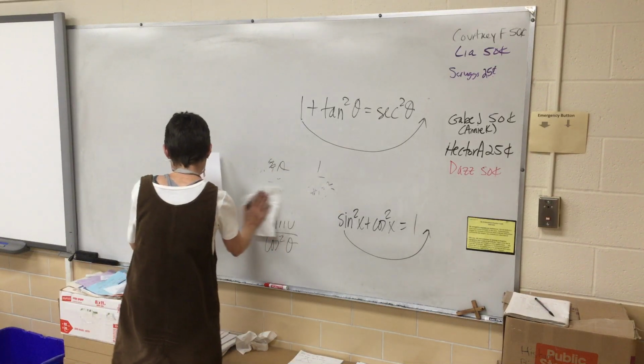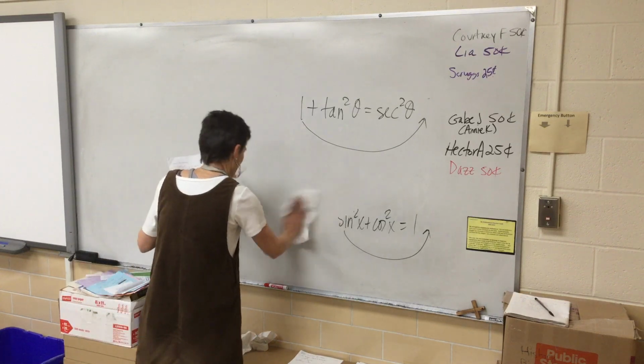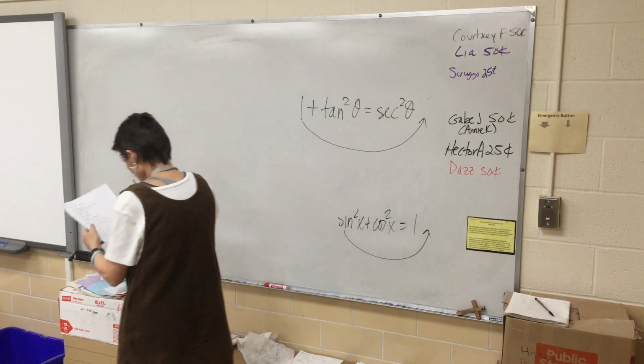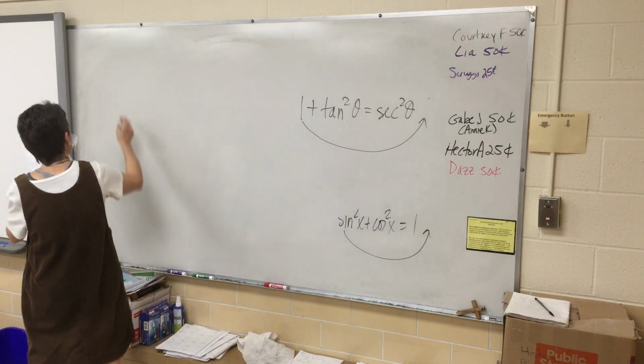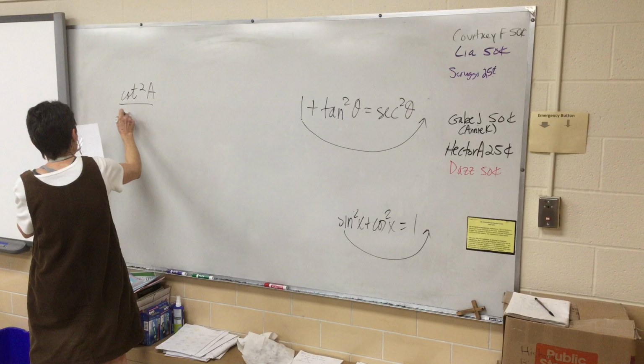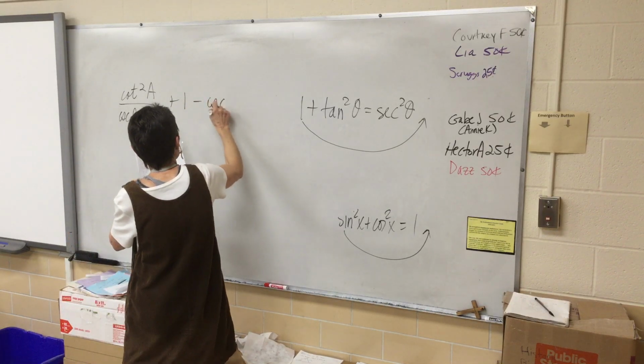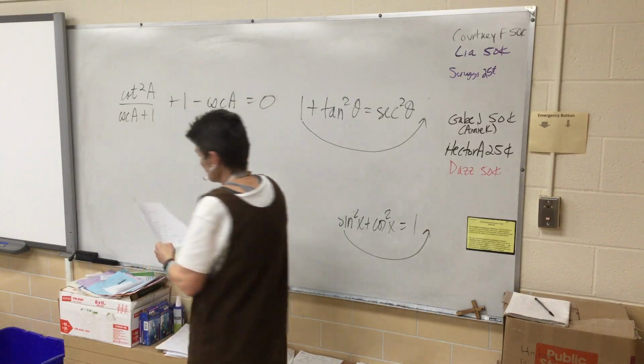Okay, so I'll pick another one from this sheet that I gave you a while back. Let's see. I don't think I've done this one, but let me do it. So I got cotangent squared over cosecant plus 1 minus cosecant equals 0.